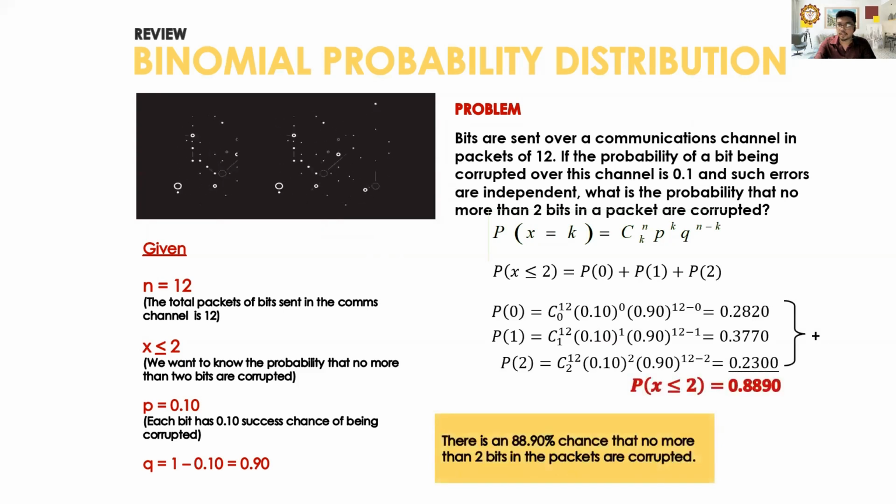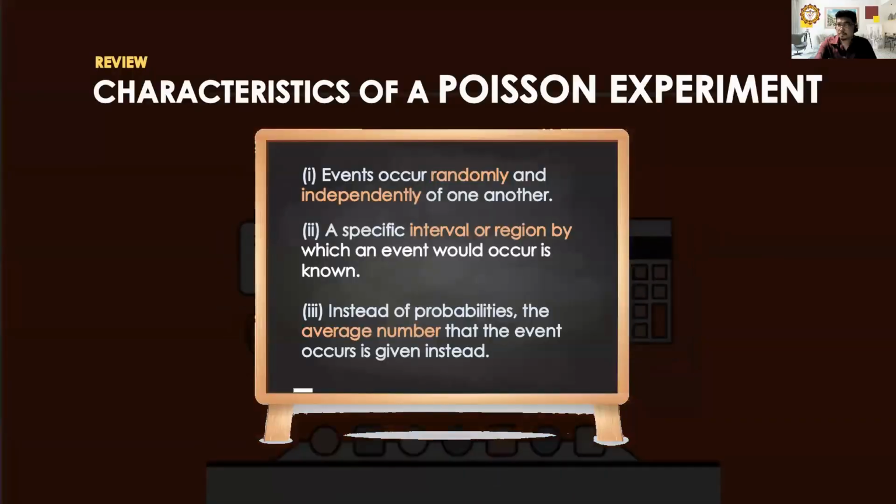And then this is an example of a probability that has several distinct values. If you are dealing with less than or equal to, we are going to add the probabilities from 0 until 2, or until the x or k. If you are going to get the probability of 0, substituting the values into the formula, we'll get 0.2820, and so on until the probability of 2. After that, you're going to add the probabilities from 0 to 2. Therefore, there's an 88.90% chance that no more than 2 bits in the packets are corrupted. Okay, I hope it's clear.